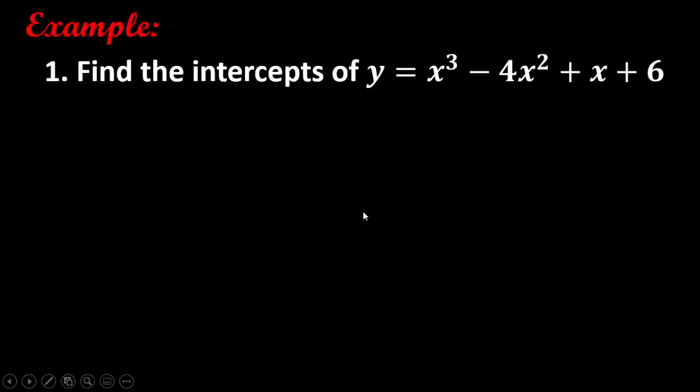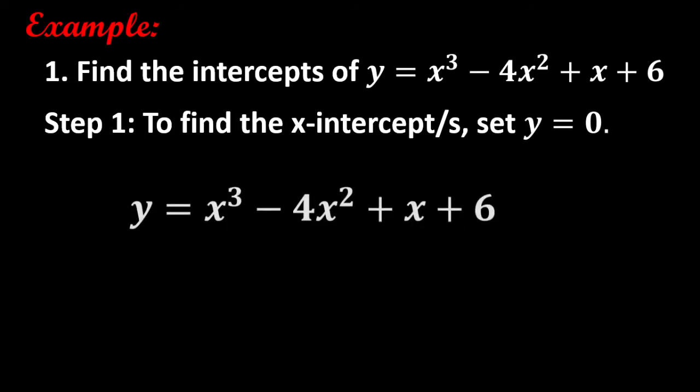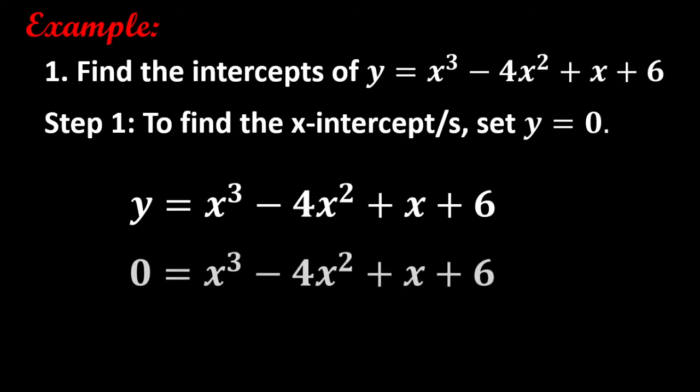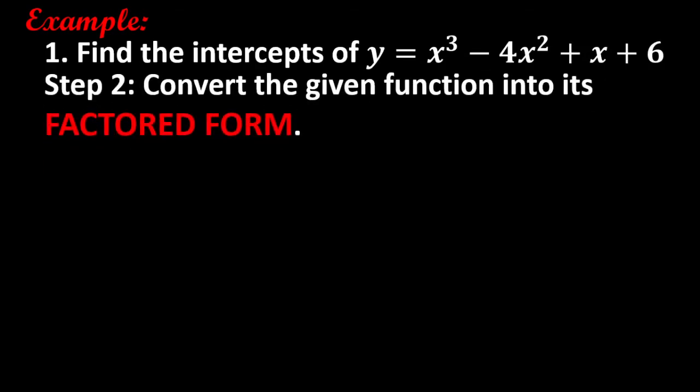Let's have an example. Say we have to find the intercepts of y is equal to x cubed minus 4x squared plus x plus 6. So, step 1, for you to find the intercepts, you have to set y to 0. So, from y is equal to x cubed minus 4x squared plus x plus 6, magiging 0 is equal to x cubed minus 4x squared plus x plus 6. Now, next step, you have to convert the given function into its factored form.